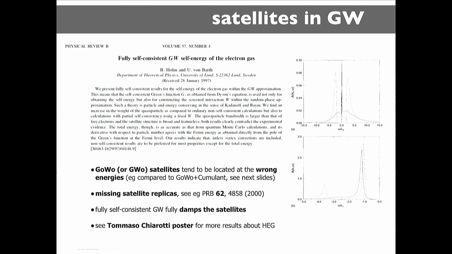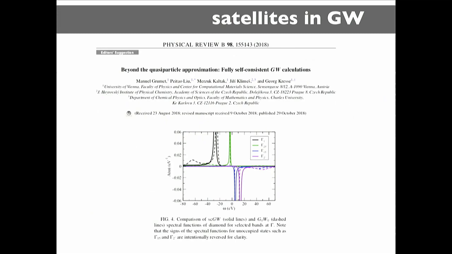Here there's Tommaso Chiarotti's poster that has some more results on the homogeneous electron gas in this case. Similar results were also recently obtained by Crescent. I think this is diamond, and you see in the fully self-consistent GW, that is the solid line, basically the dashed satellite is just gone.